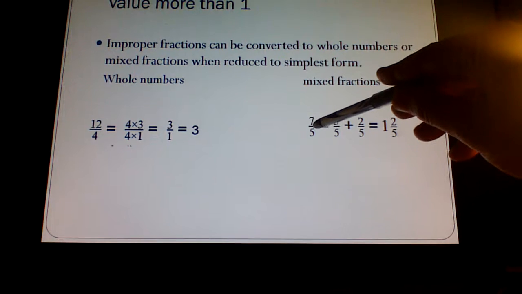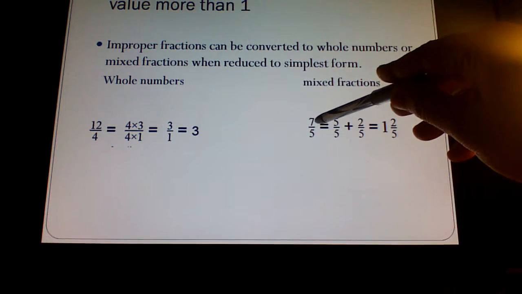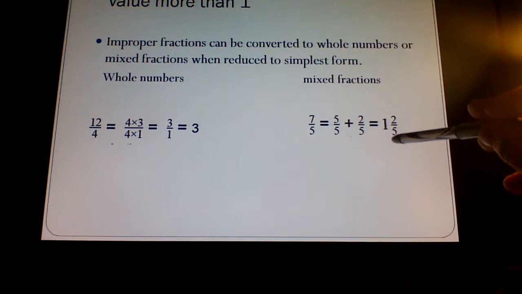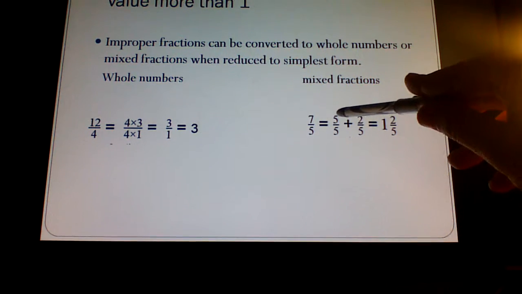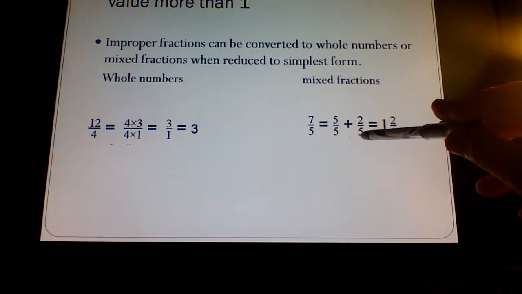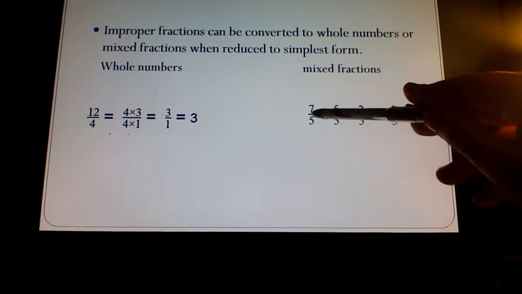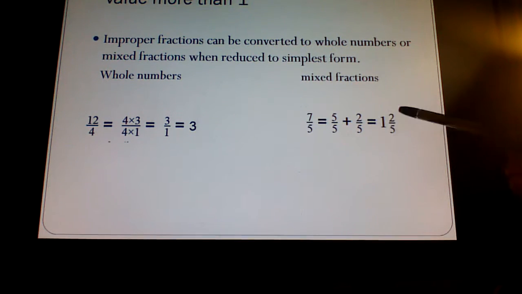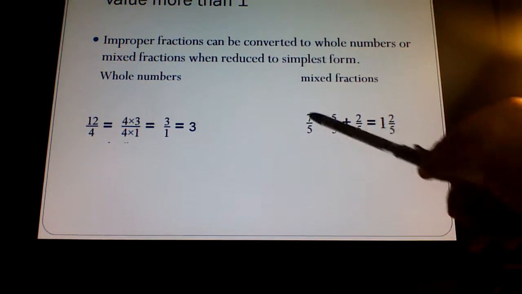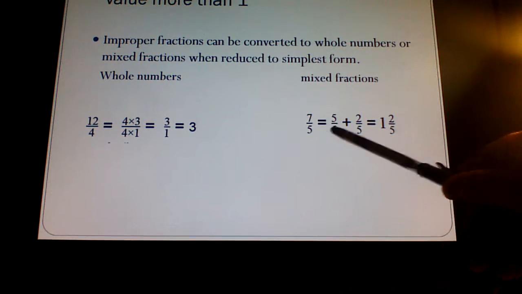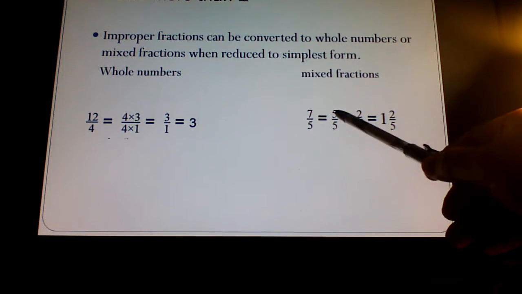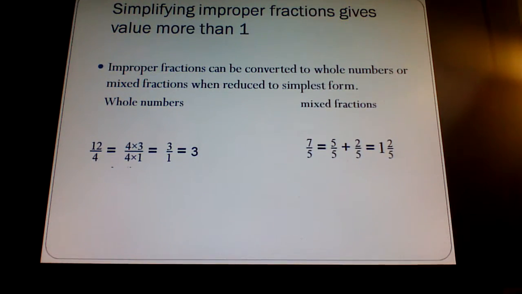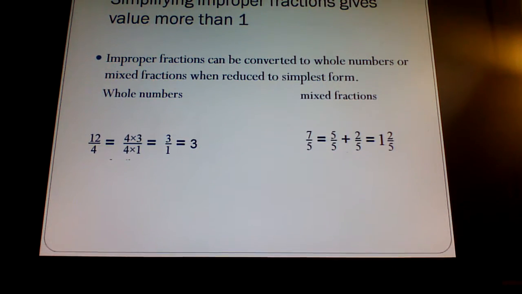Whereas sometimes improper fractions like 7/5 cannot be reduced to 1 in the denominator. So 5/5 plus 2/5 can be written for 7/5. 5/5 is equivalent to 1 and 2/5 cannot be further reduced. So the improper fraction 7/5 is converted into a mixed fraction of one whole number and more than 1, which is 2/5 more.